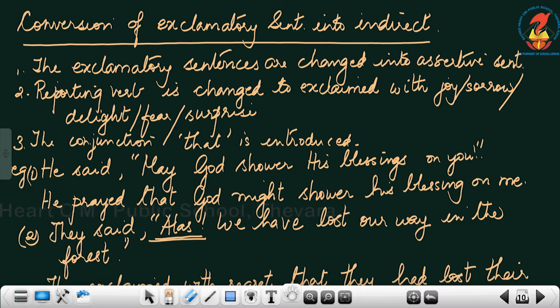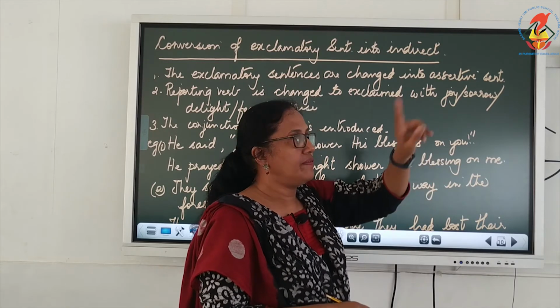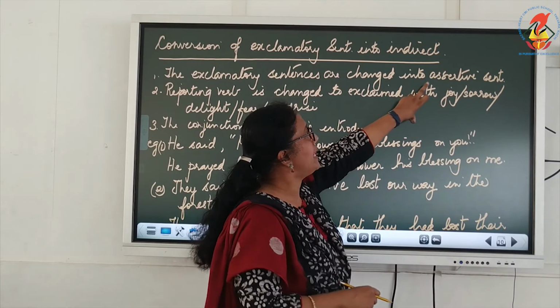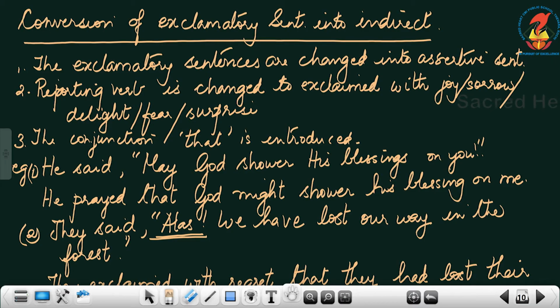So now, it says that the exclamatory sentences are changed into assertive. So when we change it from the exclamatory, we have to remove that punctuation mark. So we change it into an assertive sentence, into a statement. Then the reporting verb is changed to exclaimed with either joy, sorrow, fear, surprise, delight, depending upon the situation or the sentence. Then here again we are free to use the conjunction that.